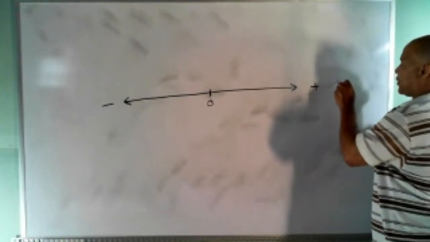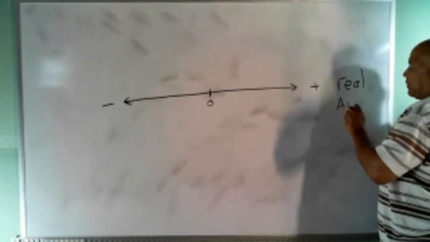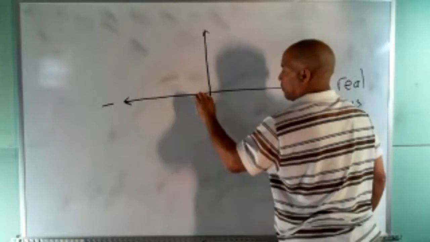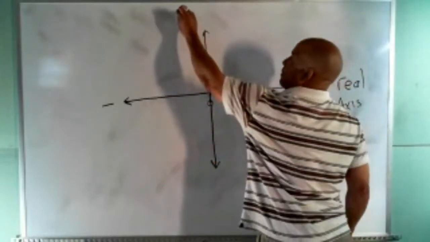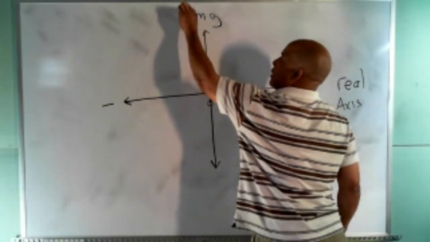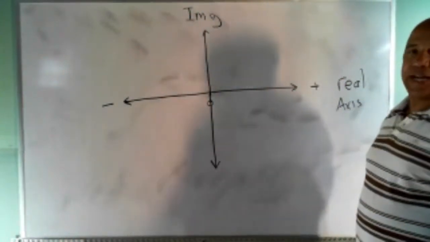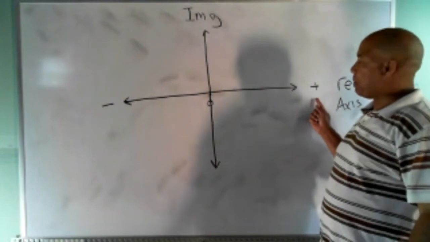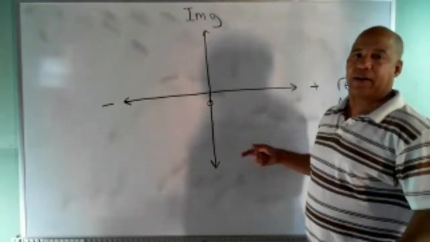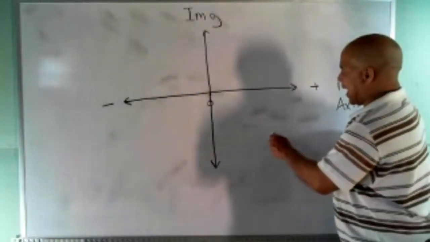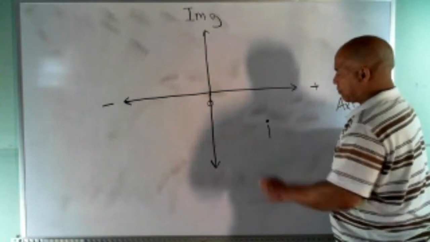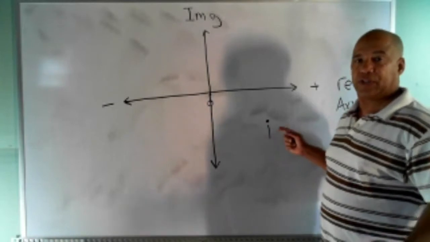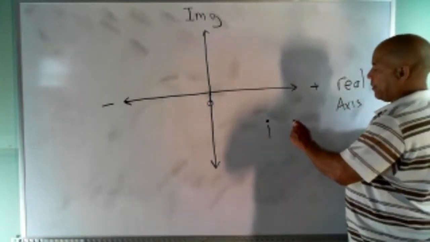So now what I want to introduce is another set of axes. Remember, this is the real axis. These are real numbers. Well, I can actually make another axis like this. And this is called the imaginary axis. I'll just write IMG for imaginary. And just like with the real axis where we have an operator that represents an angle, I want to have an operator that represents an angle here. Now, in math, when they talk about imaginary numbers, they use i. Well, obviously, we cannot use i in electrical engineering because i stands for current. So in electrical engineering, instead of i, they use j as the operator.